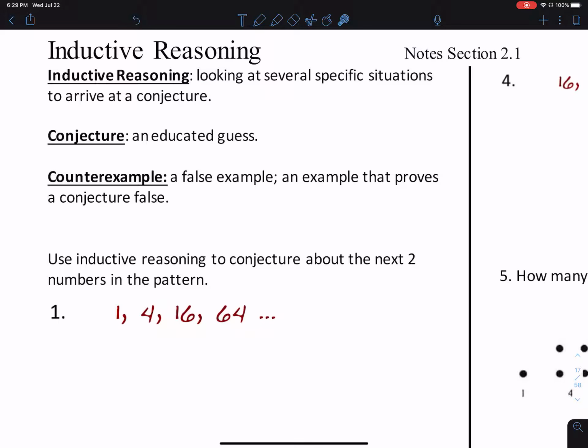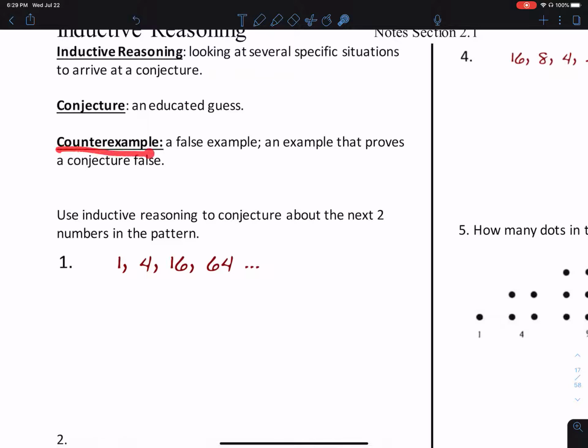Inductive reasoning: looking at several specific situations to arrive at a conjecture. Well, what's a conjecture? That's an educated guess. So you're educated, you make a guess based on that education. That's a conjecture. Another term, counterexample: a false example, an example that proves a conjecture false. We will get into this, I think, towards the end of the notes. Right now, let's focus on inductive reasoning.